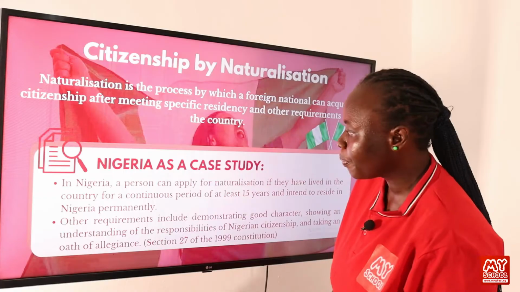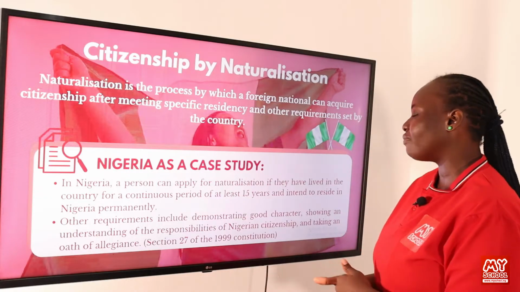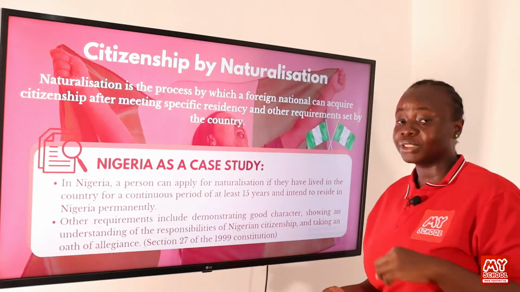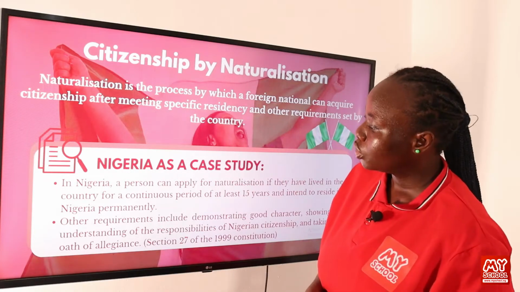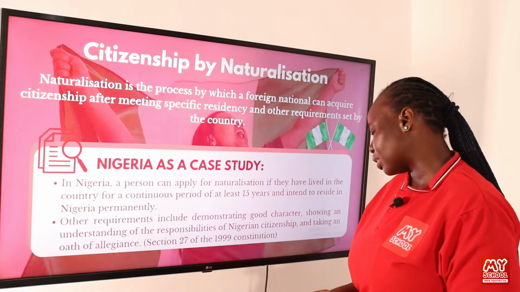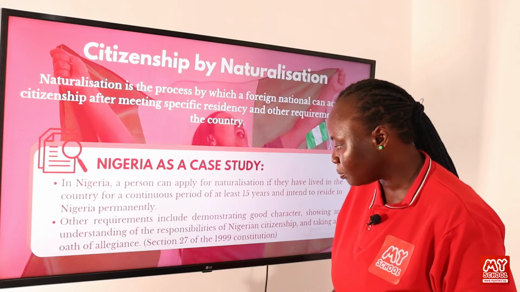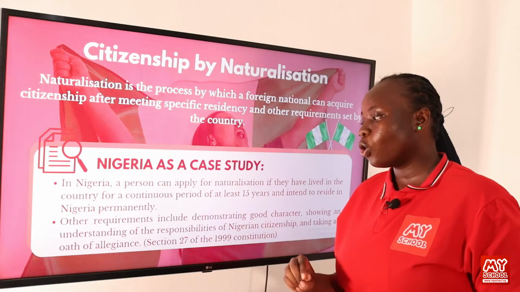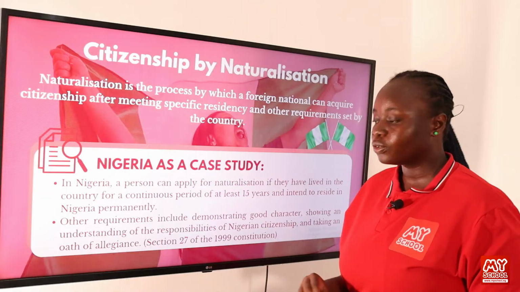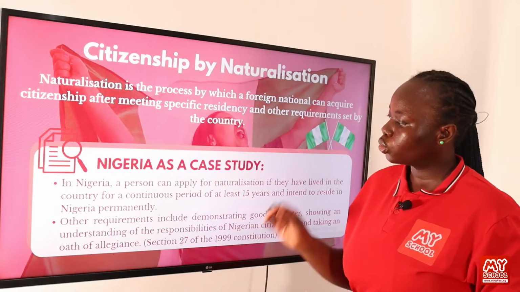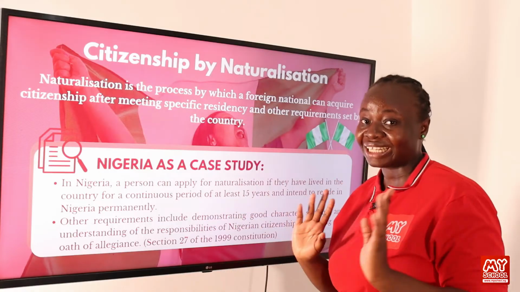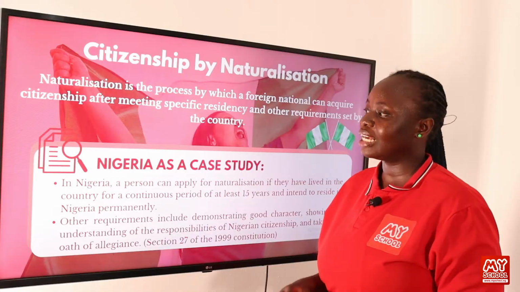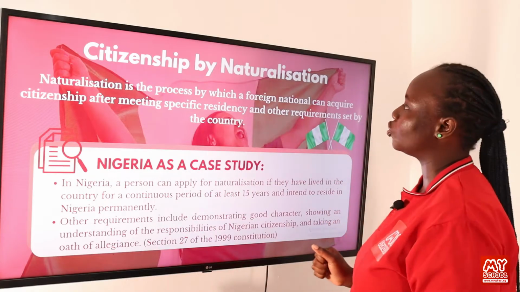So here in Nigeria, the person can apply for naturalization if they have lived in the country for a continuous period of at least 15 years and intend to reside in Nigeria permanently. Other requirements include demonstrating good character, showing an understanding of the responsibilities of Nigerian citizenship, and taking an oath of allegiance. You can find all of these requirements stipulated in section 27 of the 1999 Constitution. So in this process, you have to have stayed in Nigeria for at least 15 years and you intend to reside in Nigeria permanently. That's the only way you can acquire citizenship by naturalization.